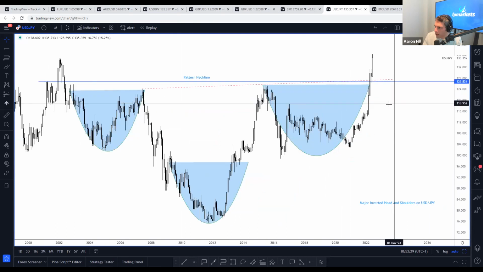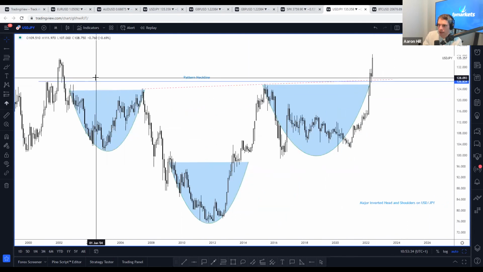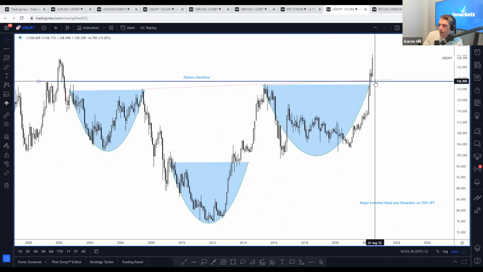Who's going to be buying there? Who is going to be buying there at this point here? No one. Just look at the monthly time frame. Who is going to be buying at that point there? I know the dollar yen's been rallying.